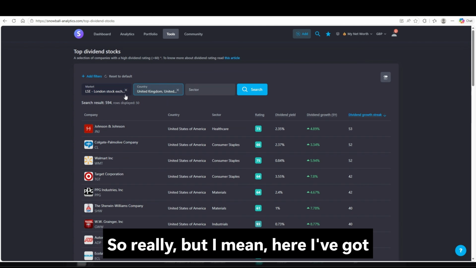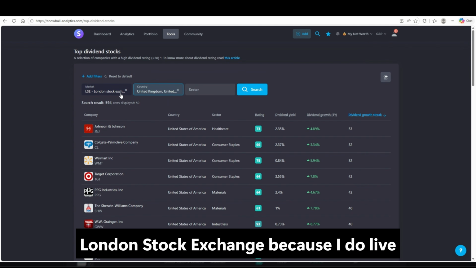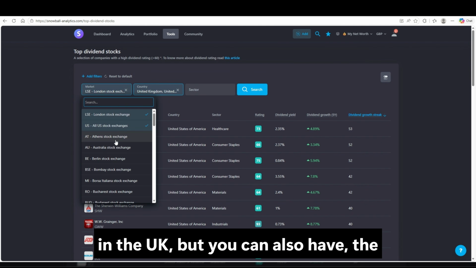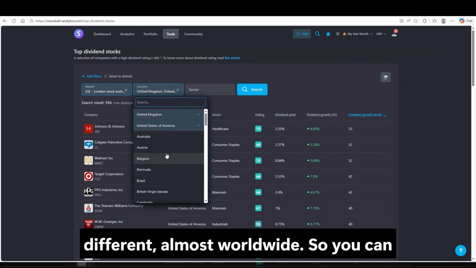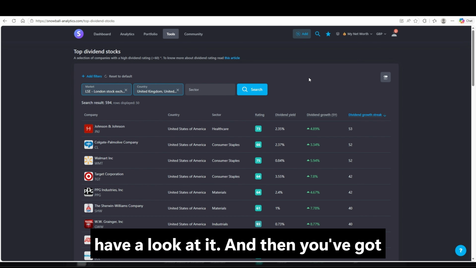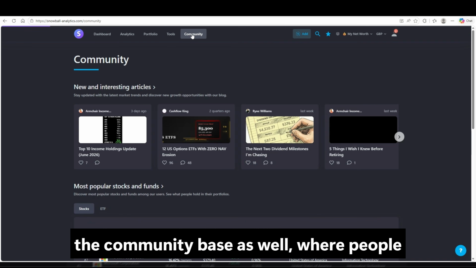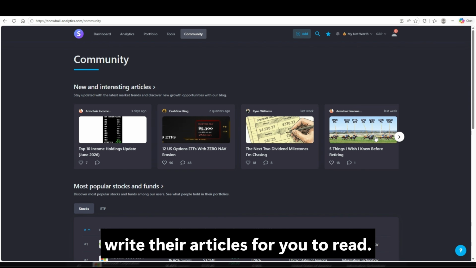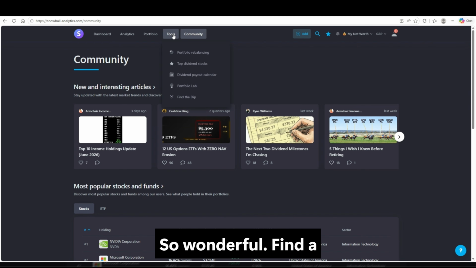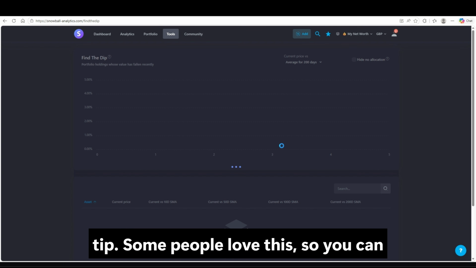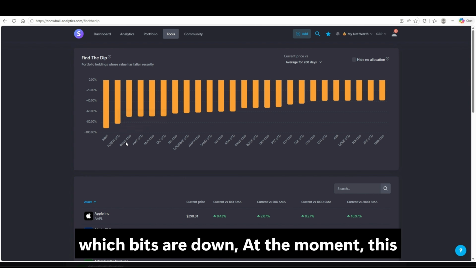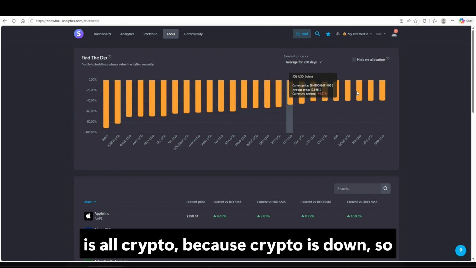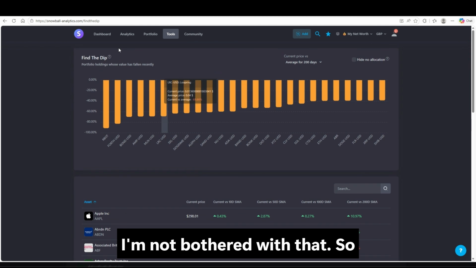So really, but I mean, here I've got London Stock Exchange because I do live in the UK. But you can also have the American ones. You can have different, almost worldwide. So you can have a look at it. And then you've got the community base as well, where people write their articles for you to read. So wonderful. Find a dip. Some people love this, so you can have a look at your whole portfolio, see which bits have done well. At the moment, this is all crypto because crypto is down, so I'm not bothered with that.